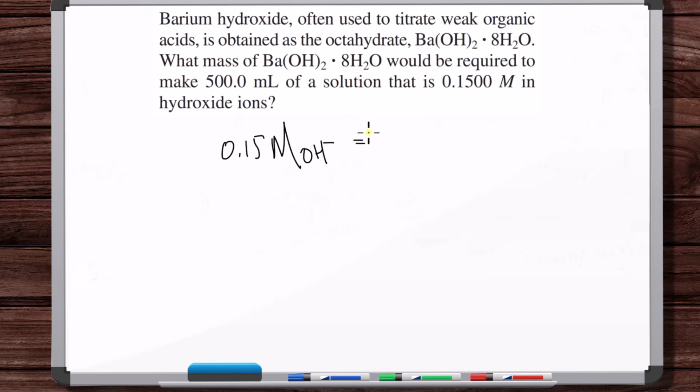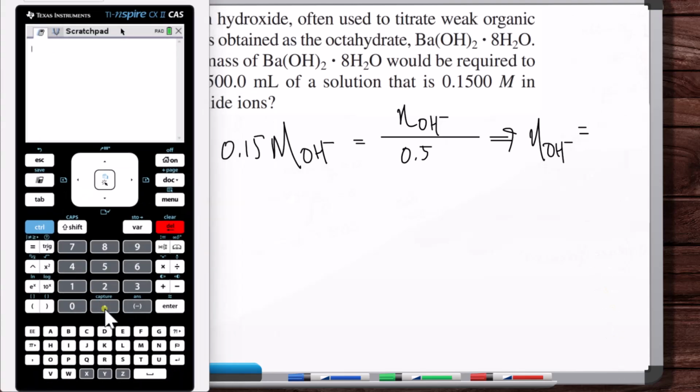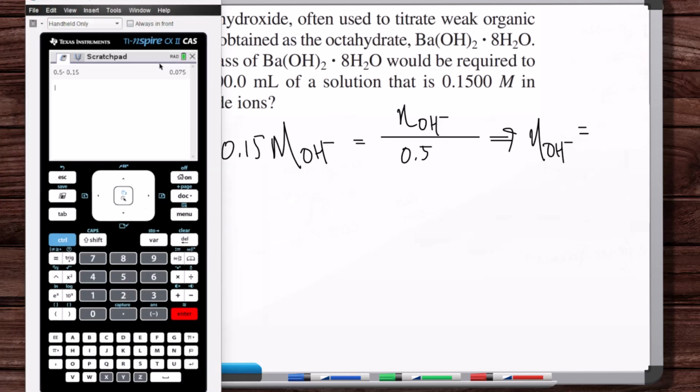So, let's start with the molarity of hydroxide ions we're given. We know the formula for molarity means a certain number of moles of hydroxide ions per volume of the entire solution, with the volume in liters. They're giving us the final volume of 500 milliliters, but molarity uses liters, so we put 0.5. So we can get some information here because we've got the concentration: the number of moles of hydroxide ions in the solution must be 0.5 times 0.15, which is 0.075.